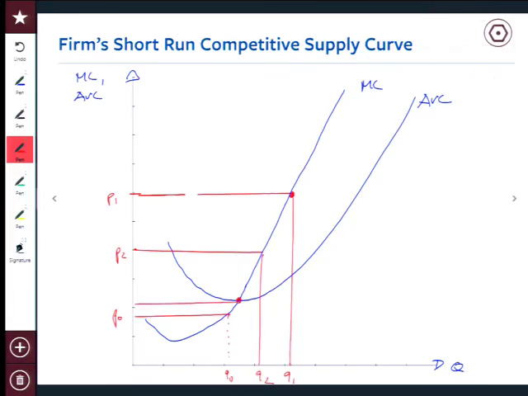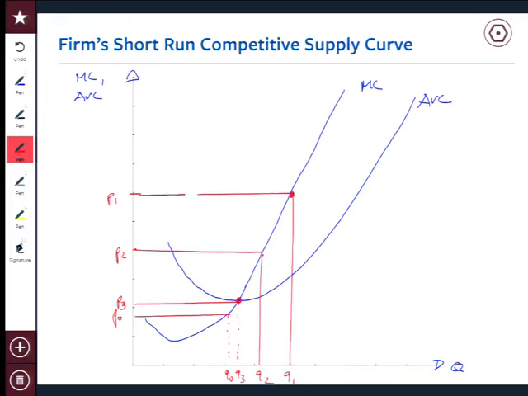This price right here, P3. This price P3 is the point where price is exactly equal to average variable cost, and where price is also exactly equal to marginal cost. So at this price, the firm should produce Q3 units, and it's indifferent between operating or shutting down.